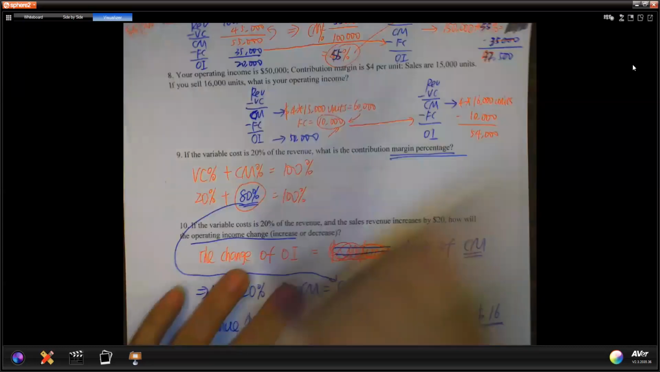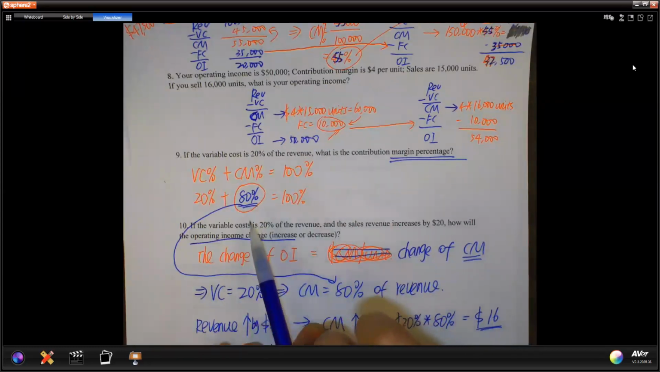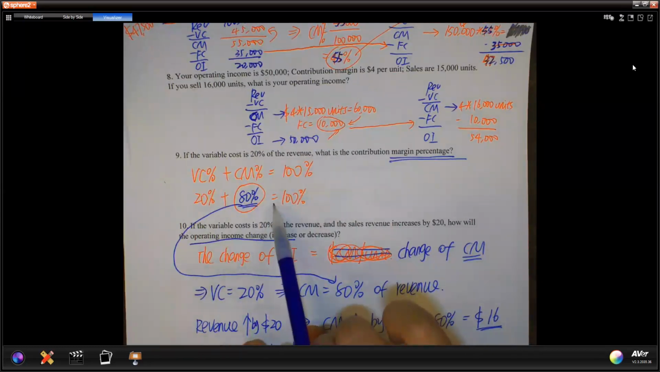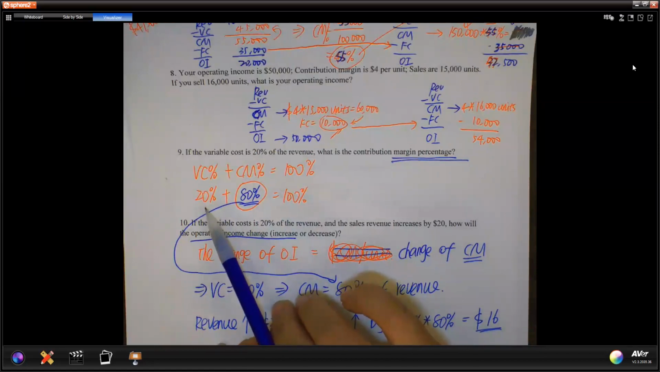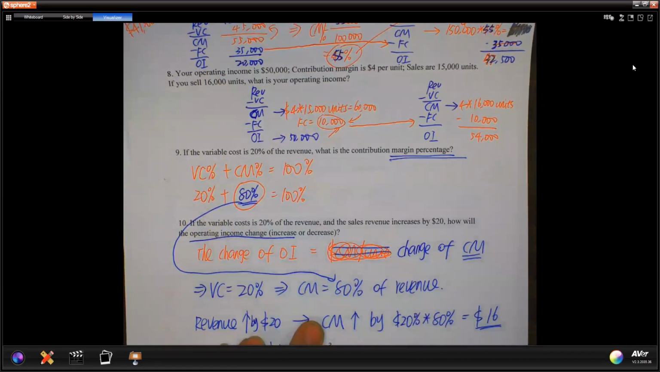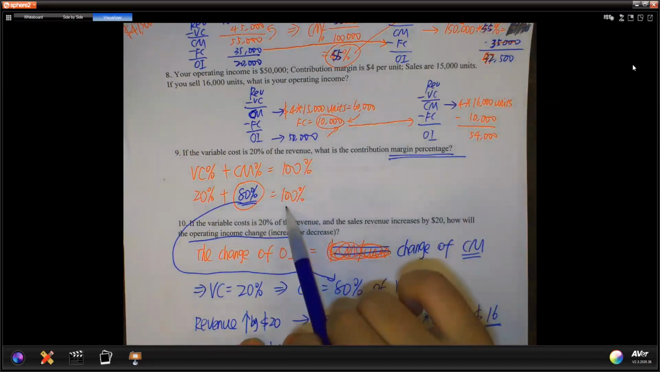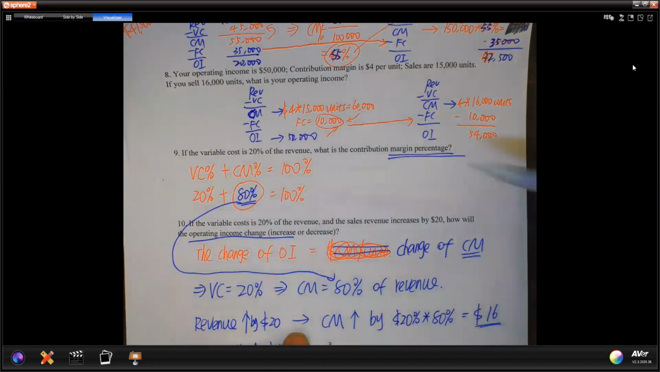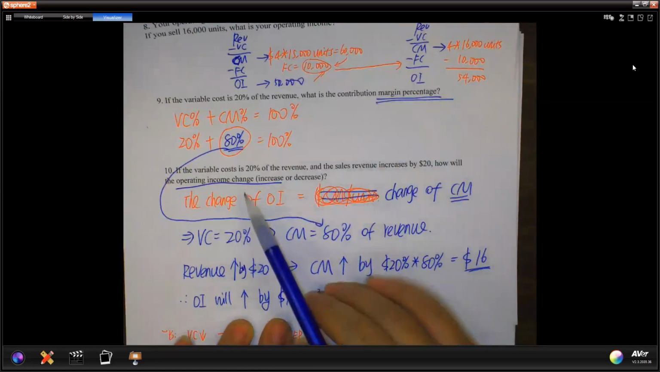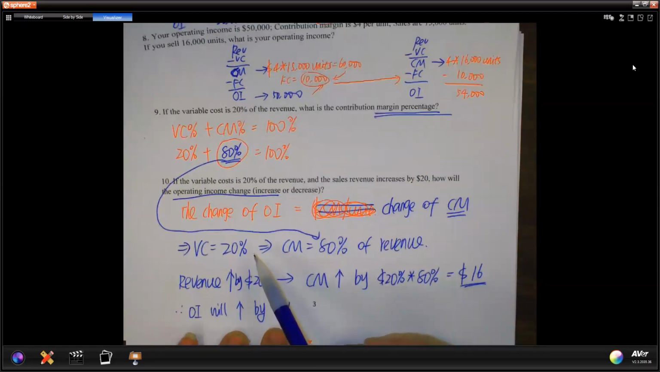Variable cost is 20%. That means your contribution margin is 80%. Contribution margin is 80%. That means your variable cost is 20% of your revenue. Together they are 100% of your revenue. Okay, next thing is, how do we apply that? How do we use that?